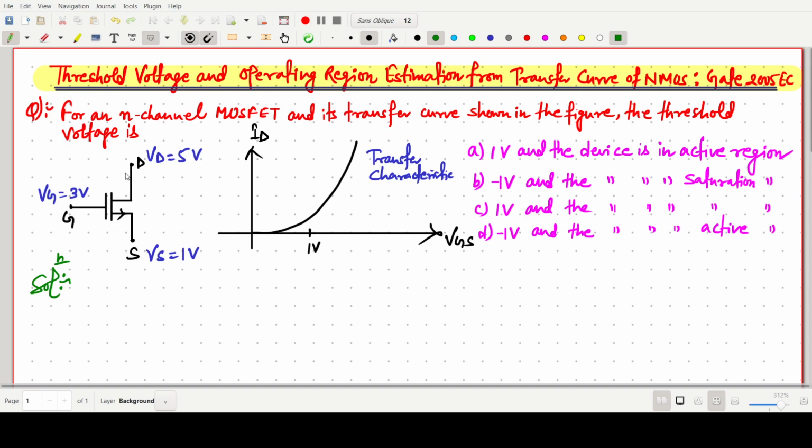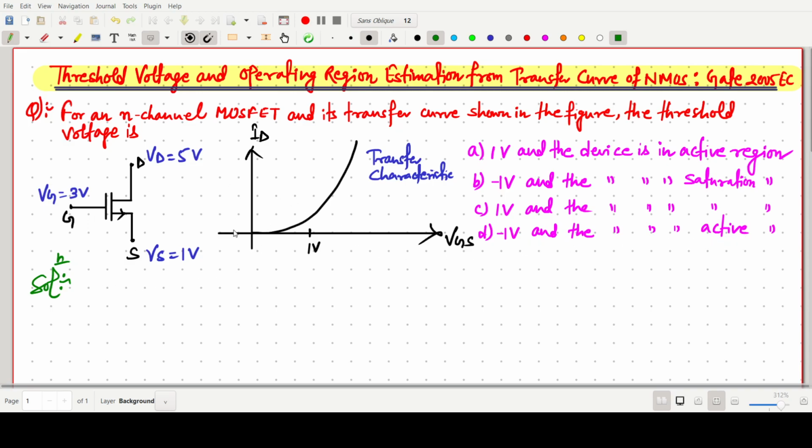This one is the gate, drain and source region, and the voltage at the gate is 3 volt, the voltage at the drain side is 5 volt, and the voltage at the source is 1 volt. And this ID-VGS curve is given, so these are basically the transfer characteristics. Option 1 is 1 volt threshold voltage and the device is in the active region. The second option is minus 1 volt and the device is in the saturation region. Third option is 1 volt and the device is in the saturation region, and the final one is minus 1 volt and the device is in the active region.